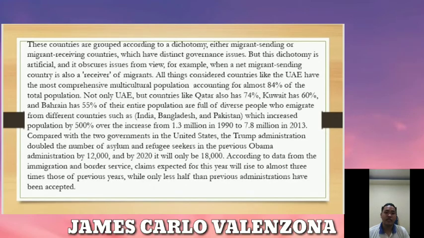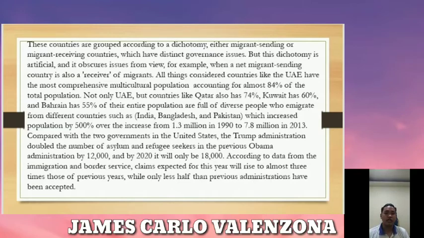So these countries are grouped according to a dichotomy, either migrant sending or migrant receiving countries, which have distinct governance issues. But this dichotomy is artificial and it obscures issues from view. For example, when a net migrant sending country is also a receiver of migrants.